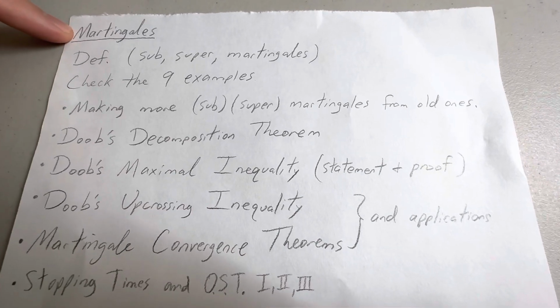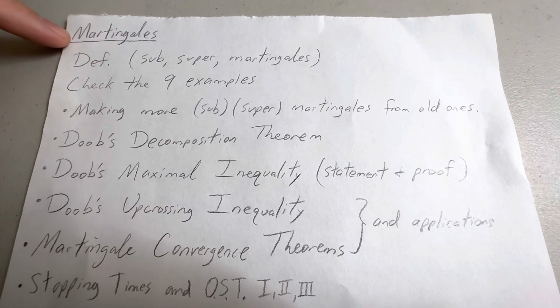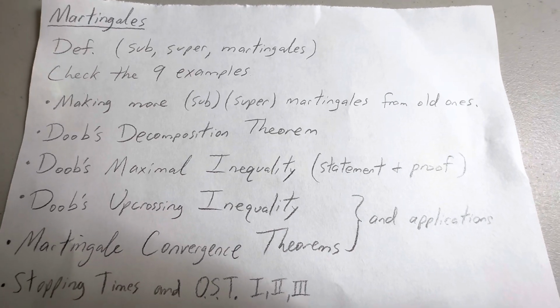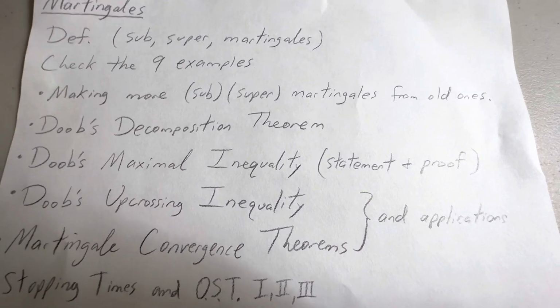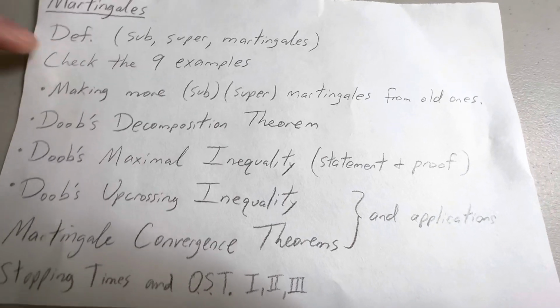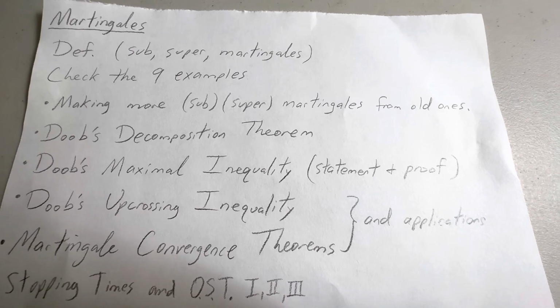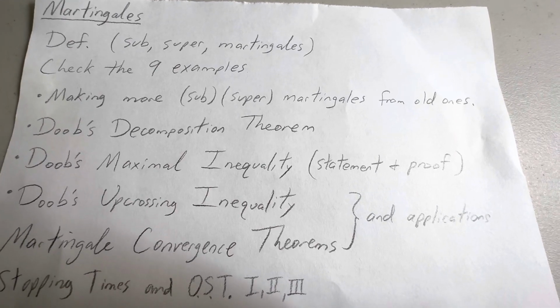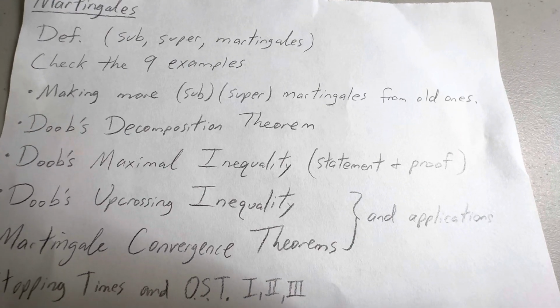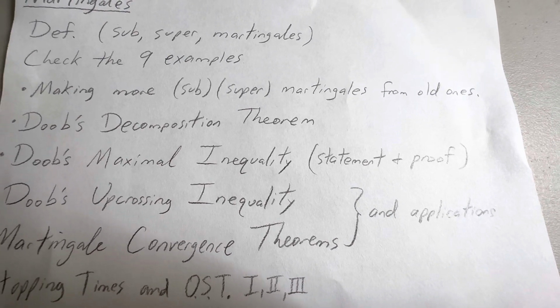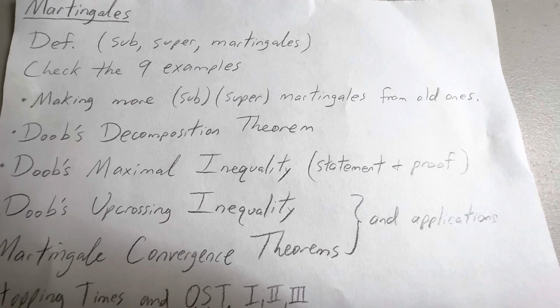And then we need to know, as I mentioned earlier, martingales. This is chapter 7 material. We should know the definition of submartingales and supermartingales, and check the 9 examples from the text. His 9 examples are essentially, I don't know if he's going to ask us to just provide an example or whatever, but I guess just be comfortable with them. I'm not entirely sure what he wants us to know.